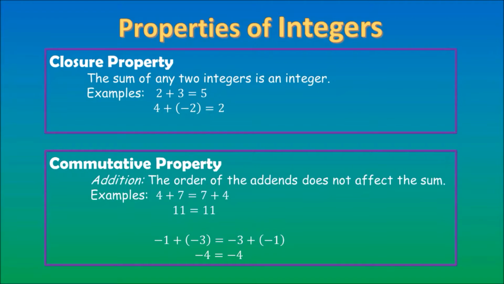Next, we have the commutative property. Commutative property of addition states that the order of the addends does not affect the sum. Examples, we have 4 plus 7 equals 7 plus 4. 4 plus 7 is equal to 11, and 7 plus 4 is also equal to 11, so their sums are equal. Another example, -1 plus -3 equals -3 plus -1. So their sums are equal, which is -4.